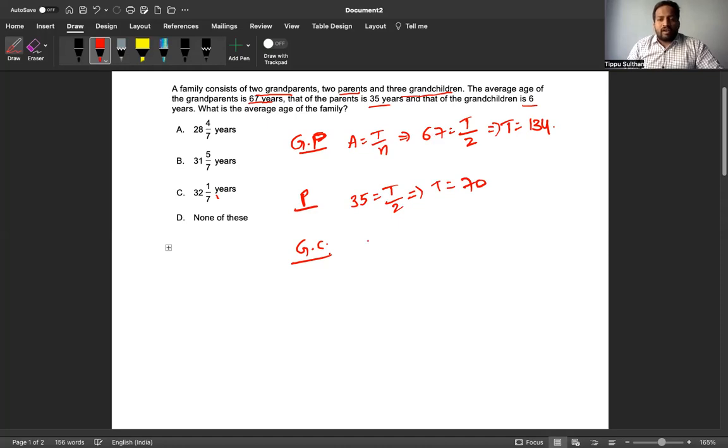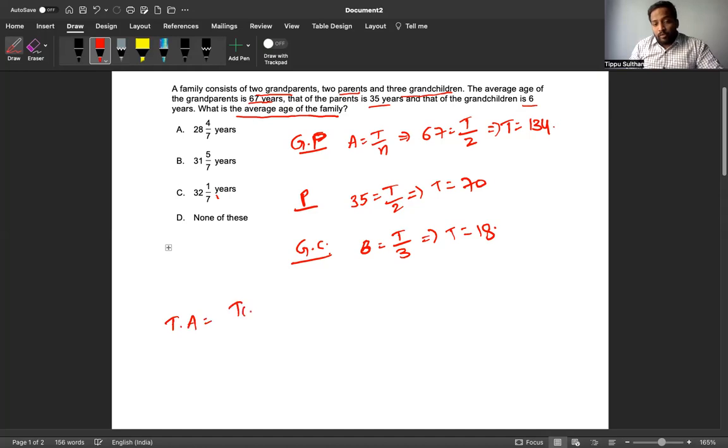3 grandchildren. Oh, sorry, average is 6. So T by 3, which is T equals 18. So this is a total, guys. But what is being asked? Average age of the family. So total average, I'm writing it here.